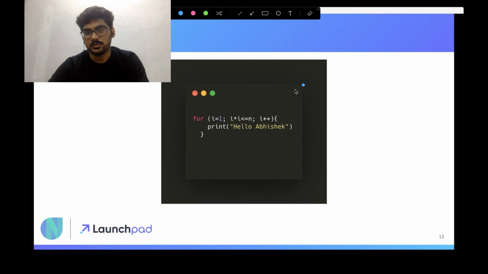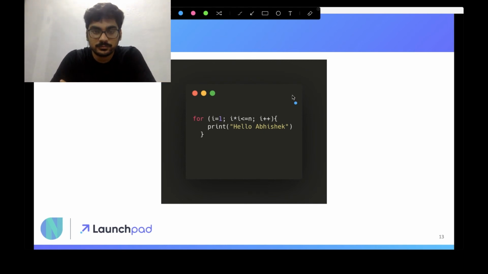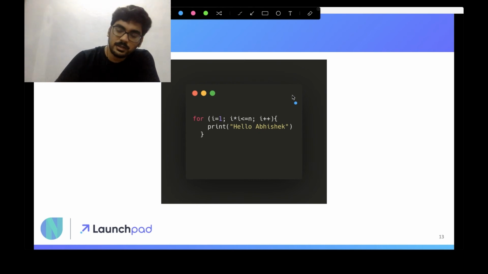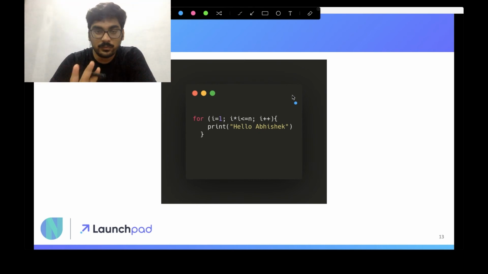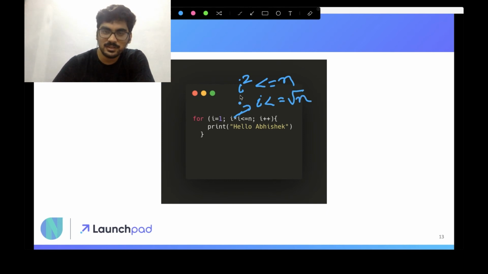What will be the complexity of this code? Let me see how many of you have given a correct answer. Okay, for this code, what can be the complexity? I want everyone to comment for this question. Because the complexity is quite simple. i into i is basically n, so it's basically i square is less than or equal to n, which is the same as i is less than or equal to root n, right? So like the previous case, the complexity will be O of root n. The same thing, just written in a different way.